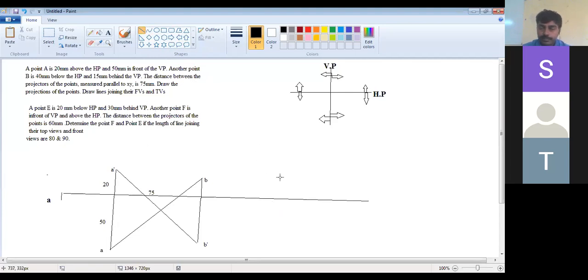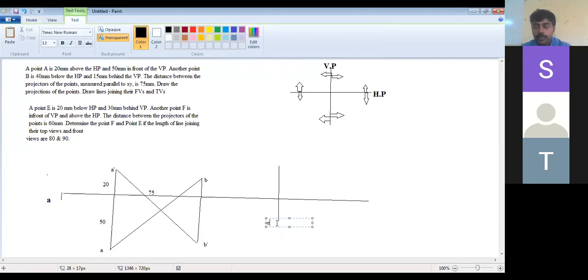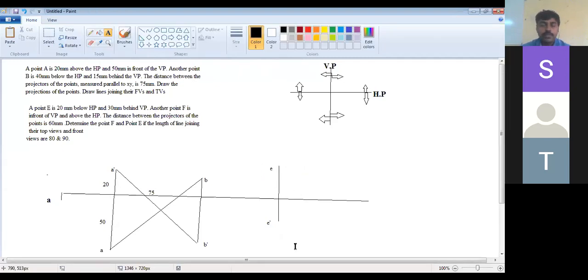See now, I am drawing here. This is E point. E dash point, and this is going to be E point. Both the things we have drawn like this, E dash and E point.